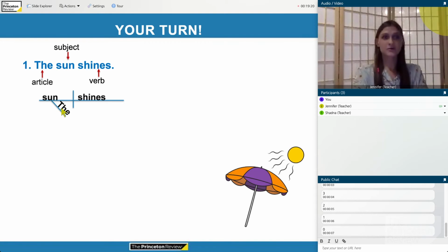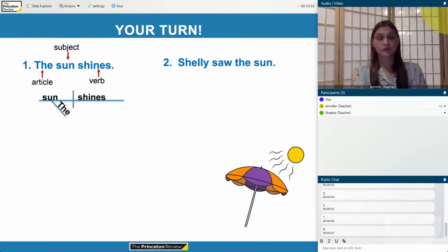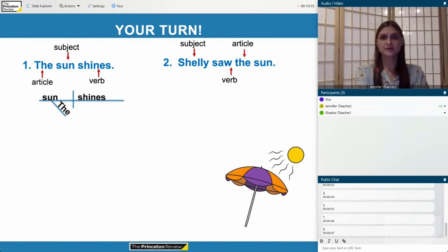All right, couple more here. Number 2, Shelley saw the sun. Okay, so go ahead and start working on this diagram. You can start with the word Shelley. And what is Shelley's function? Shelley is a noun, and the function of Shelley in the sentence, lots of S's, I'll try not to get tongue-tied here. Shelley is the subject. And then the word saw is the verb. And the is the article. And sun is the direct object.